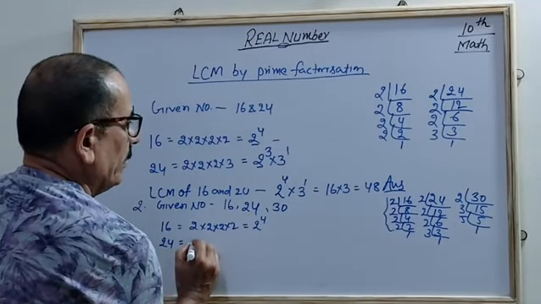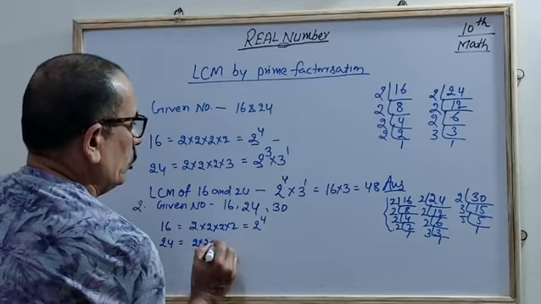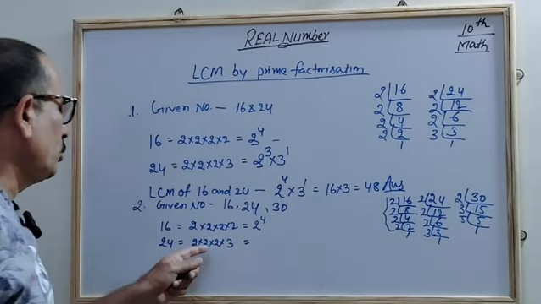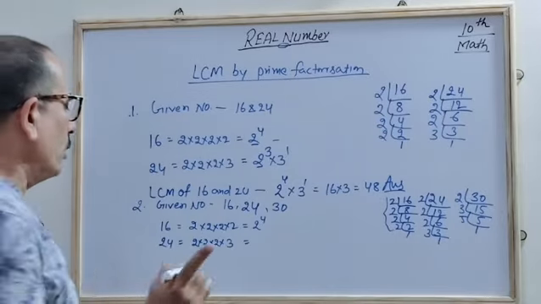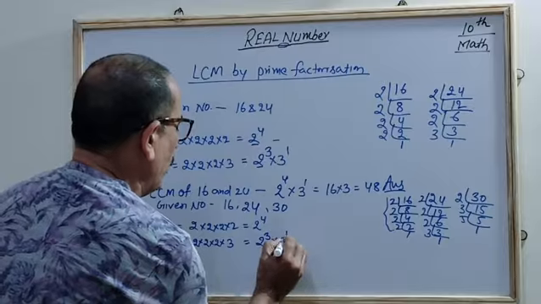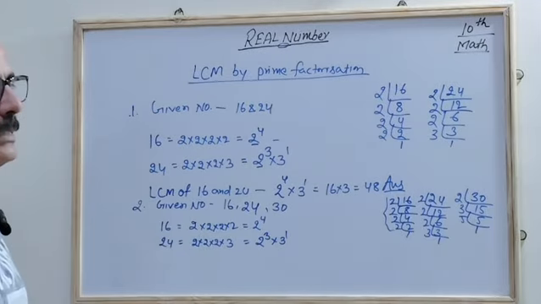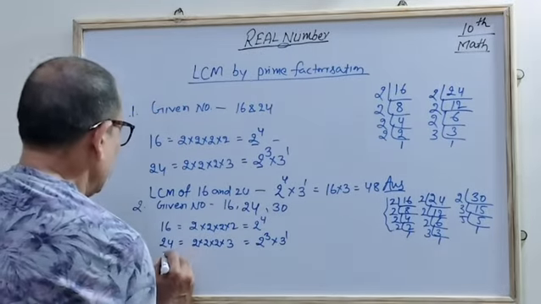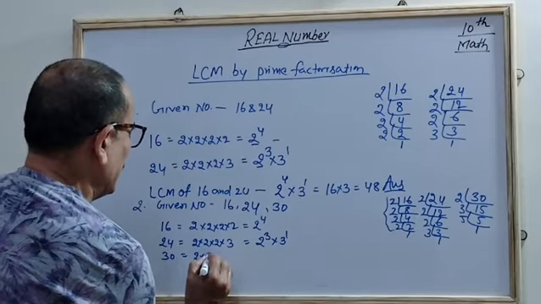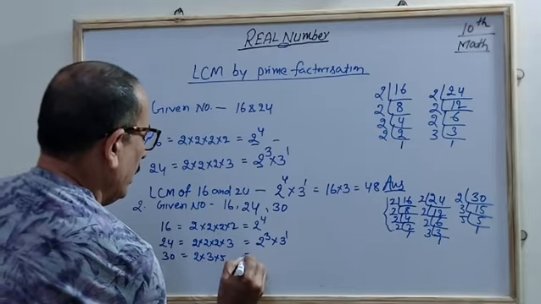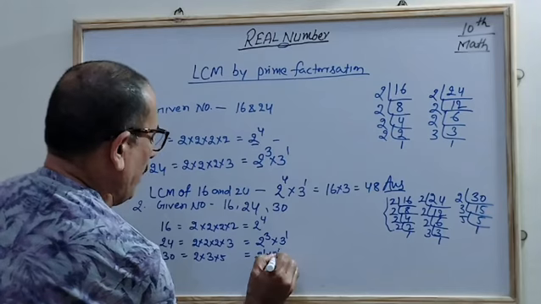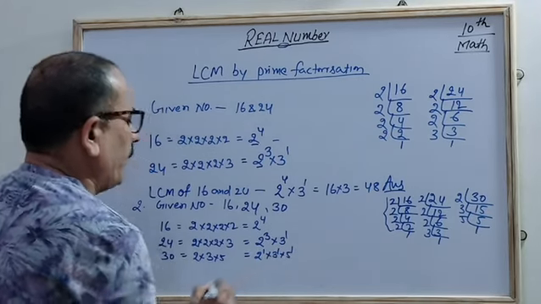Now we go for 24. 24 will be 2 into 2 into 2 into 3. In the exponent form, here 2 is multiplied 3 times, so we write 2 to the power 3 into 3 to the power 1. The next number is 30. We write 30 as 2 into 3 into 5. Here all the numbers appear once, so 2 to the power 1 into 3 to the power 1 into 5 to the power 1.